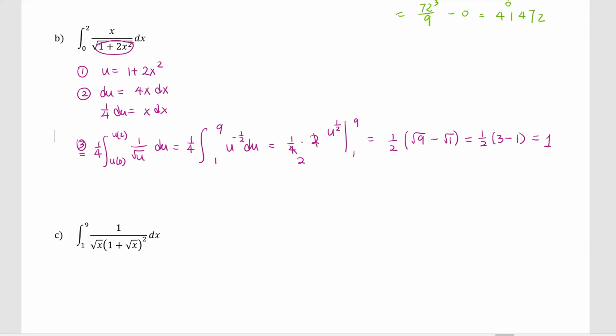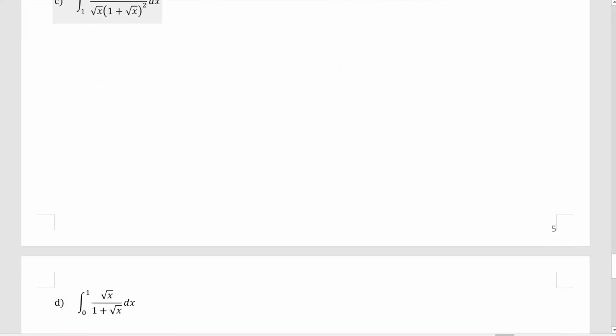Okay, so you can see I changed the u values and I don't need to plug in my x back. Okay? Part C.